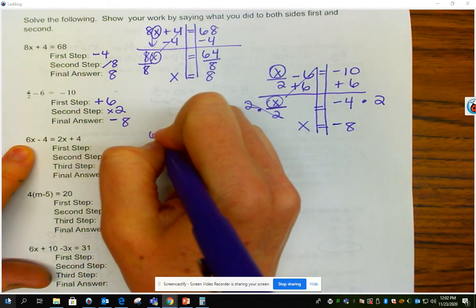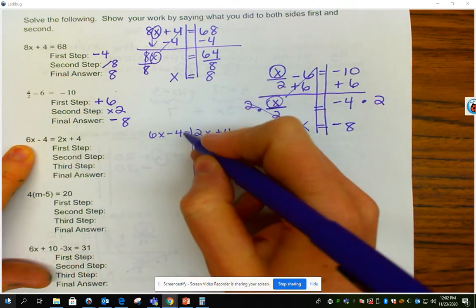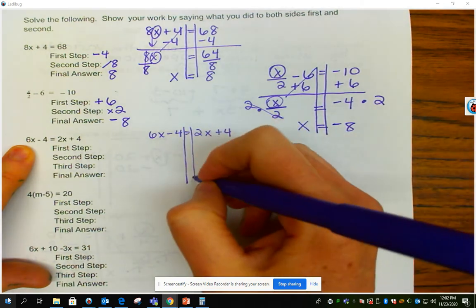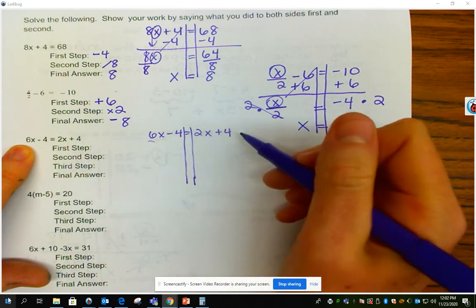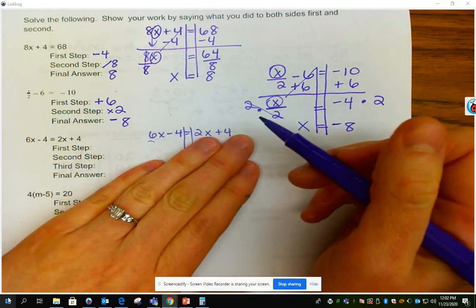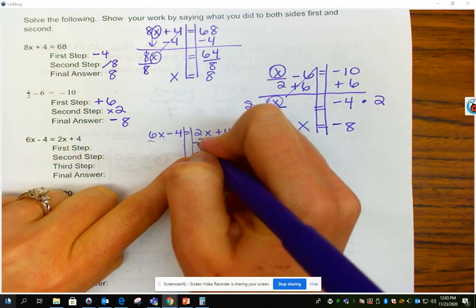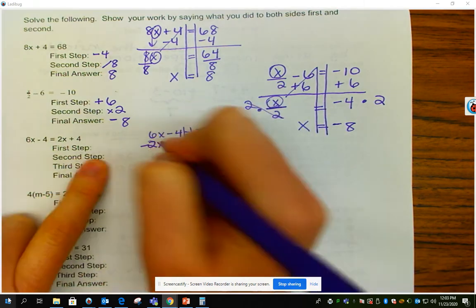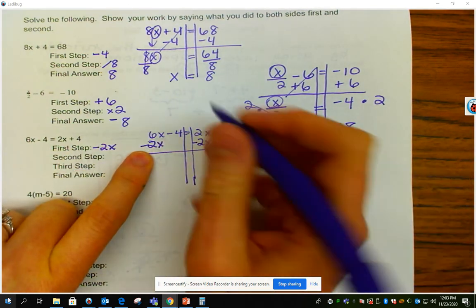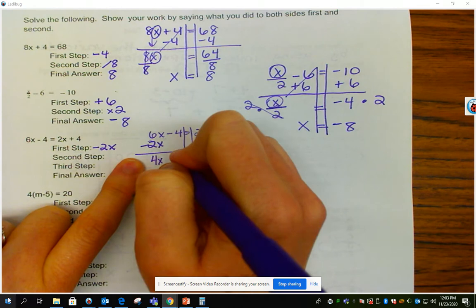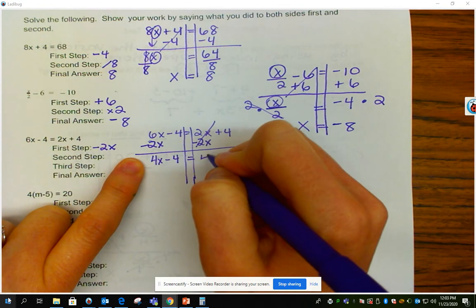We've got 6x minus 4 equals 2x plus 4. I'm going to draw my dividers. This is a multi-step. There's no parentheses, so I can't distribute. I can't combine any terms on this side or this side, but I can move my variables to one side. So if I subtract 2x, that's going to be my first step. 6x minus 2x would be 4x minus 4 equals, that cancels, 4.